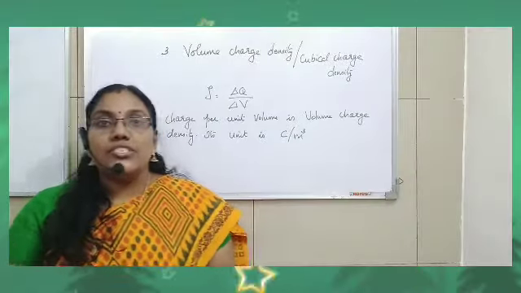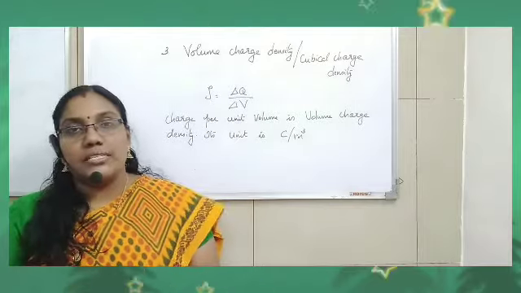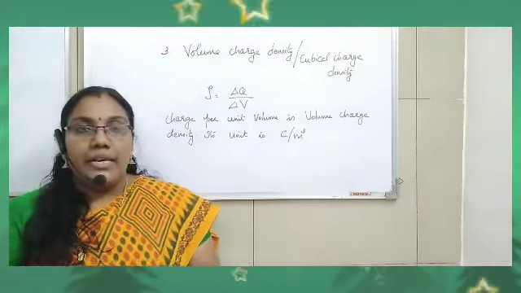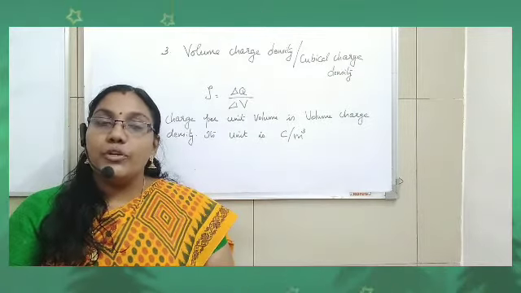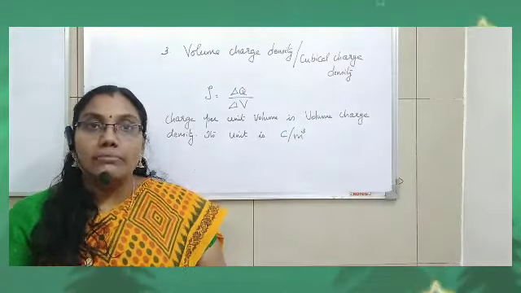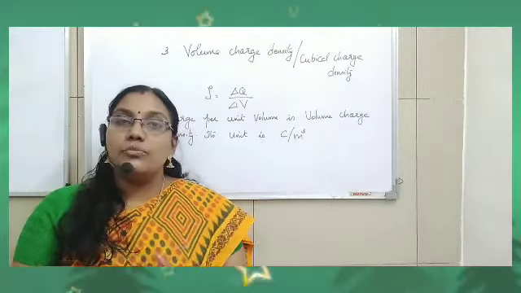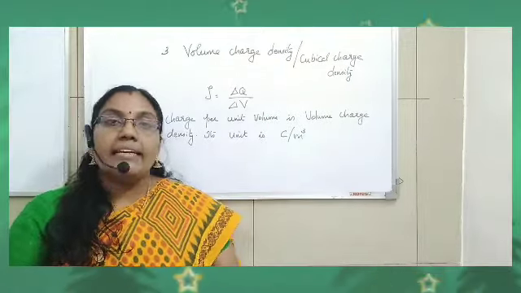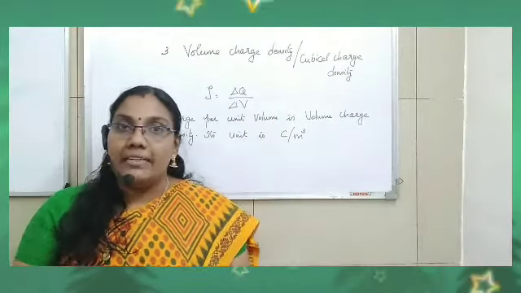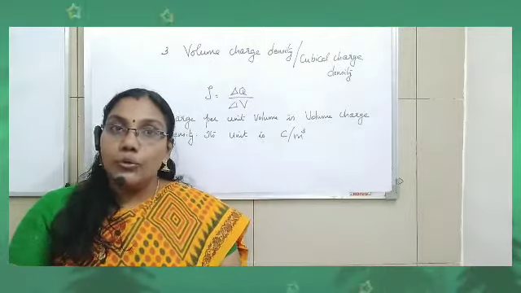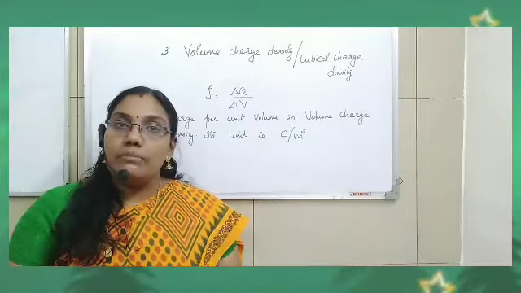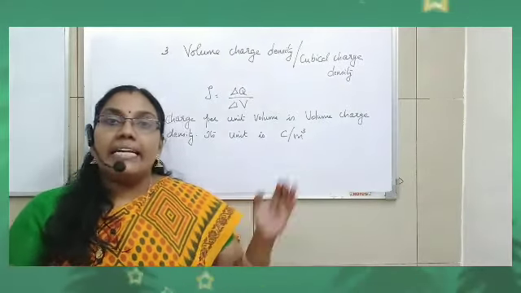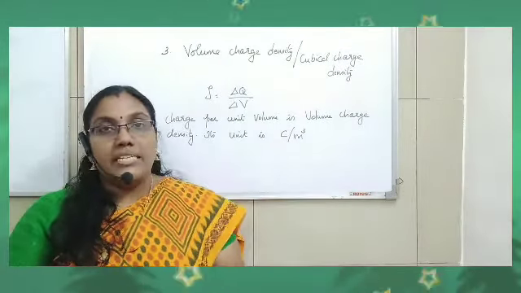The third continuous charge distribution is volume charge density or cubical charge density, or otherwise it is called charge density. If the charges are uniformly distributed over a volume, that is called volume charge density. It is the charge distribution over a three-dimensional volume. It is represented by the letter rho, and it is given by delta Q divided by delta V. Its SI unit is Coulomb per meter cube.